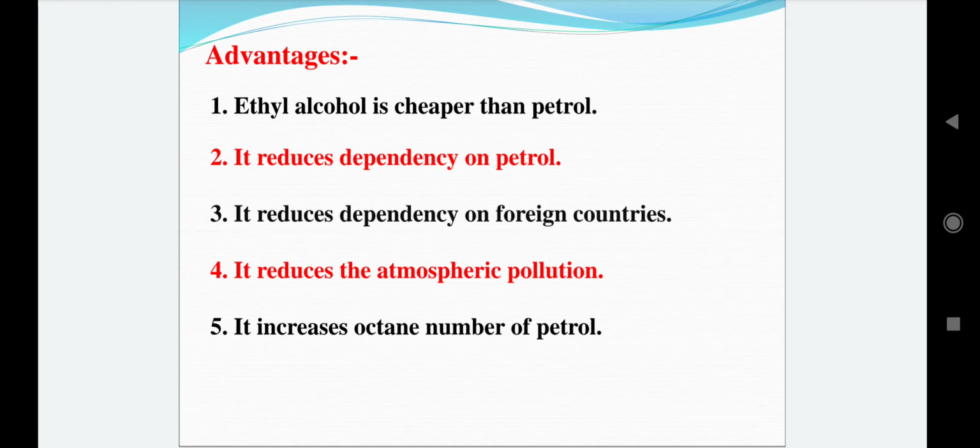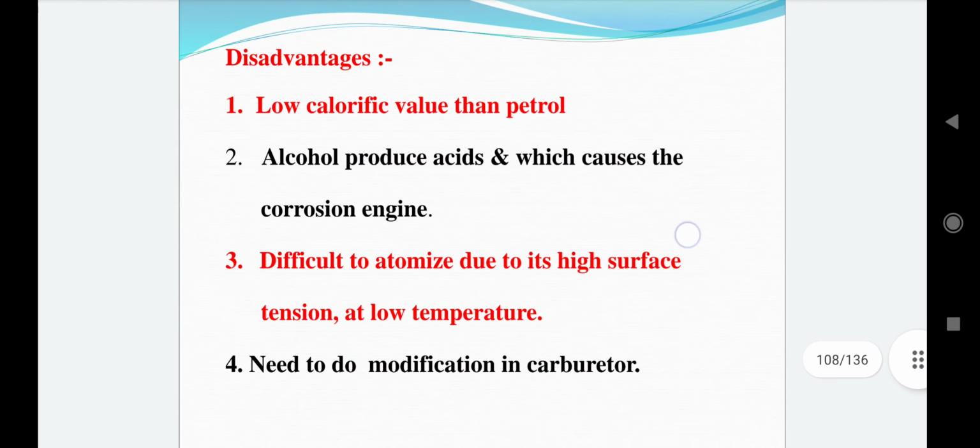As compared to petrol, the octane number of ethanol is high. So if we add ethanol in petrol, the overall octane number increases. And as the octane number increases, knocking, that is the cracking noise, we will not get from the engine. So petrol burns smoothly if ethanol is there in the petrol. Now we will see the disadvantages.